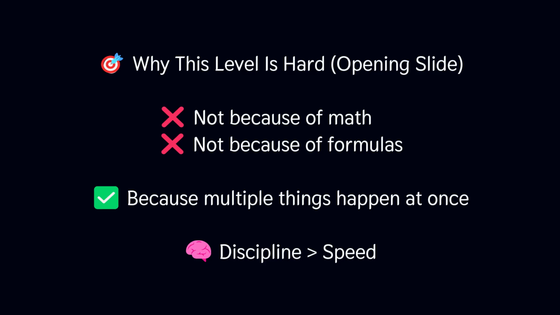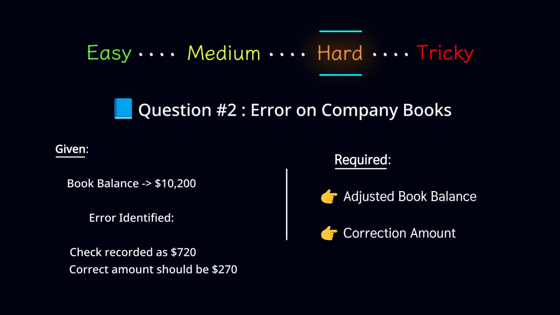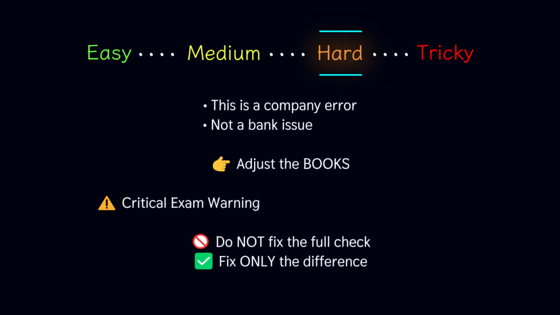Here's the situation. The book balance is $10,200. A check was recorded as $720, but the correct amount should have been $270. The question asks for the adjusted book balance and the correction amount. This is a company error, not a bank issue, so we adjust the books. Now here's the most important part. We do not fix the whole check. We fix only the difference.